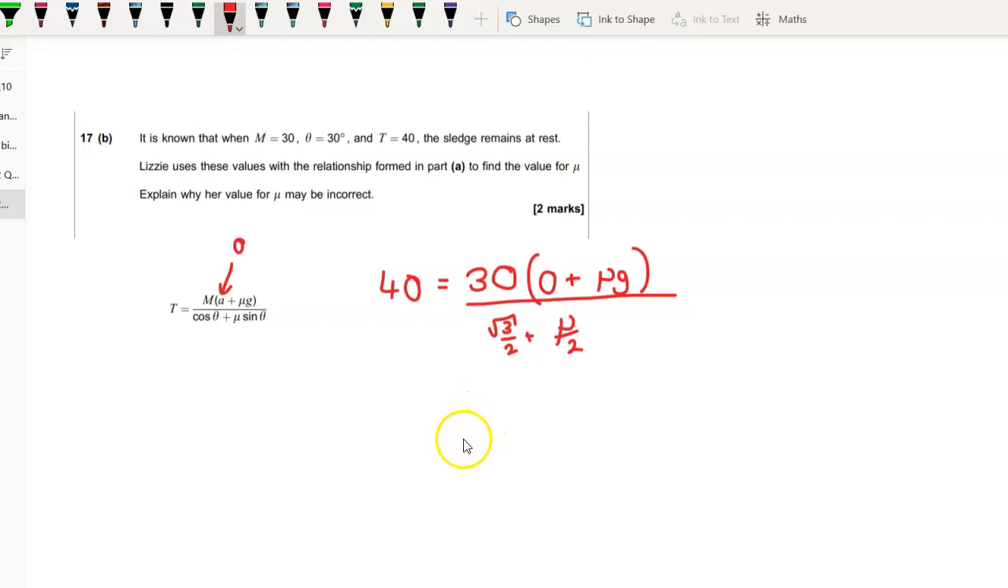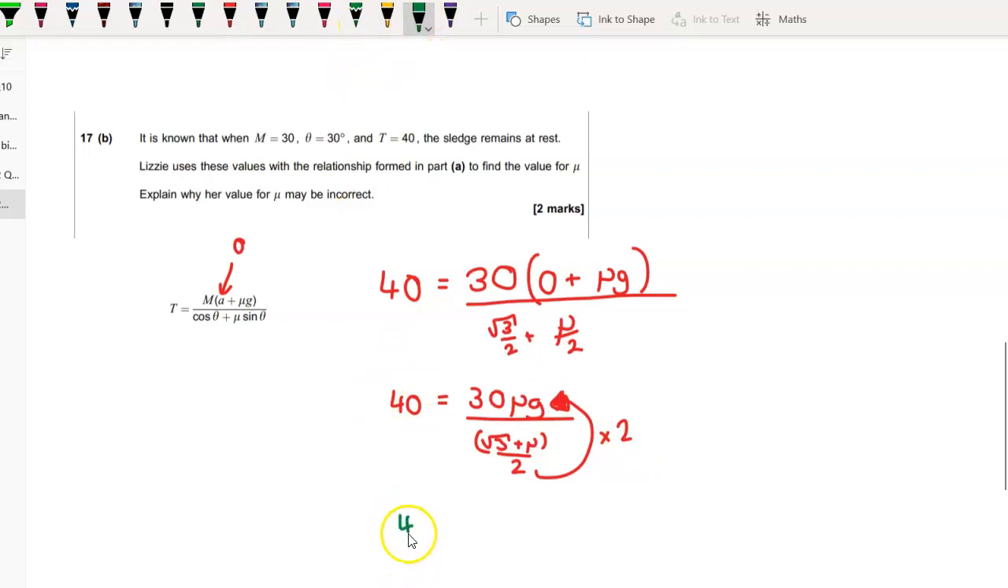Okay, right. So let's have a look. At some point, something's not going to work out right, is it? So we've got 40 equals, expanding that top bracket, 30 mu g, and on the bottom, root 3 plus mu all over 2. When we're dividing by a fraction, we can take that dividing by 2 up to the top and times by 2. So that will give us 40 equals 60 mu g over root 3 plus mu.